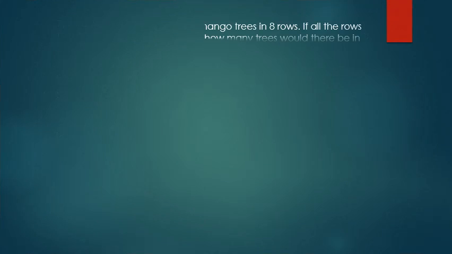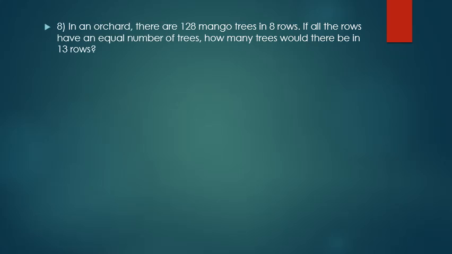Next question. In an orchard, there are 128 mango trees in 8 rows. If all the rows have an equal number of trees, how many trees would be there in 13 rows?